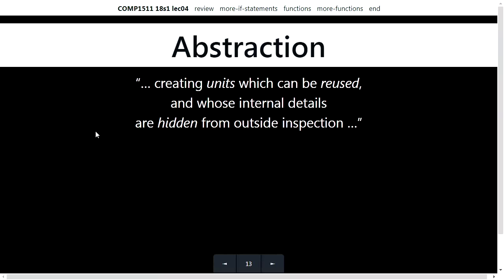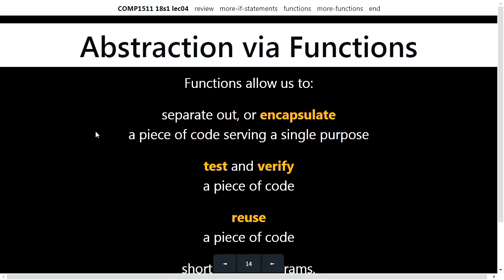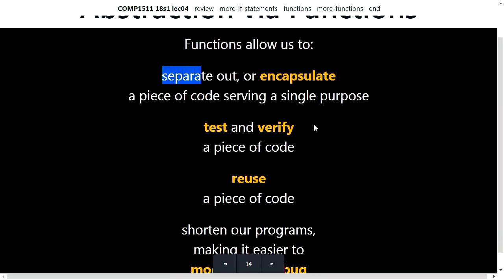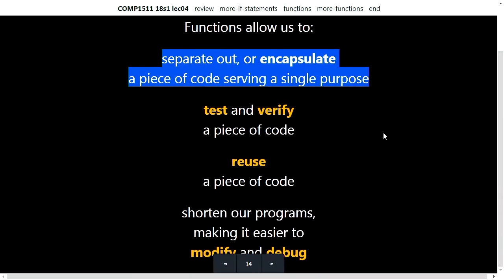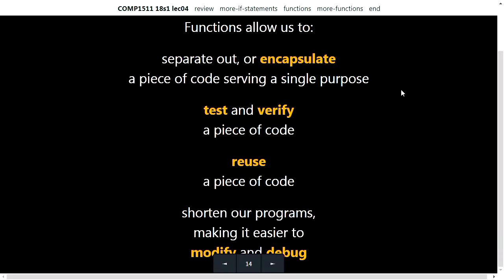Each of those little really easy problems, for example, one of them might be ask someone for their name, for their age, and scan it in. So you could have one blob that'll do this. It'll print out what's your age. It'll scan in a number. It'll return that number. And then that's this nice little blob. It does exactly one thing. And then we can use that in our larger piece of code. And so rather than having to see how all that works, we can just say, do this thing. That's one of the things functions allow us to separate out, or we'd call encapsulate, a piece of code serving a single purpose. So we take something that does just one thing and we put it in this function over here.